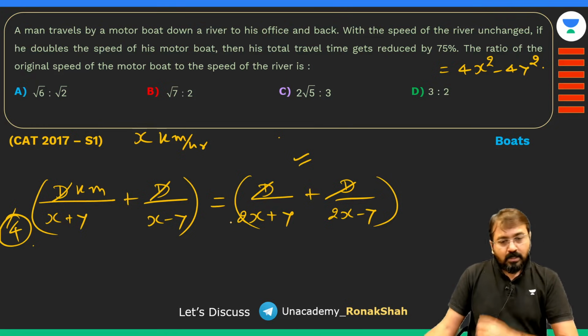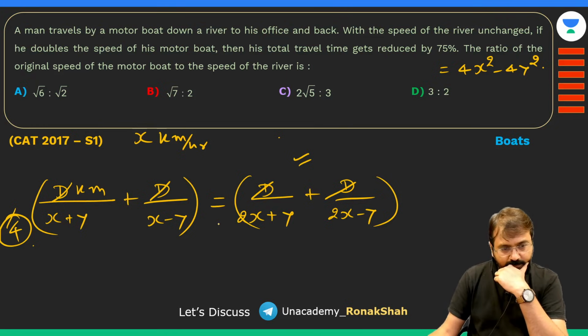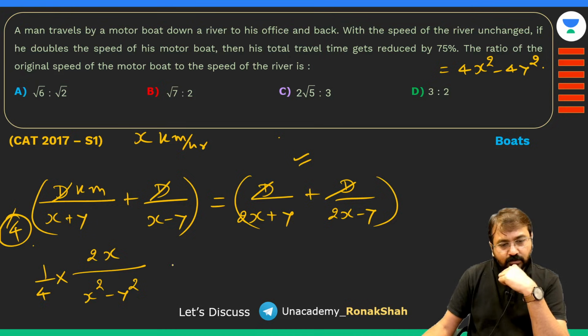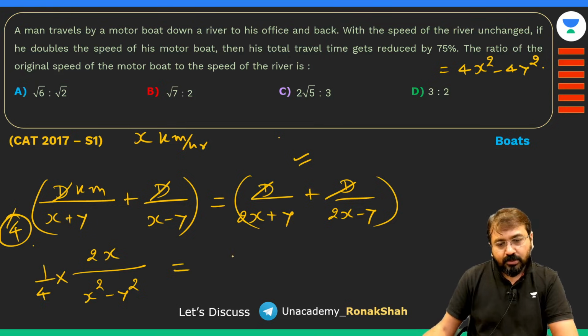Okay. So yeah, this denominator will be x square minus y square, and the numerator will be 2x into 1 by 4, which is equal to, over here it will be 2x plus 2x, 4x, which I had written actually 8x, that was wrong, right? So 4x, and the denominator will be 4x square minus y square.